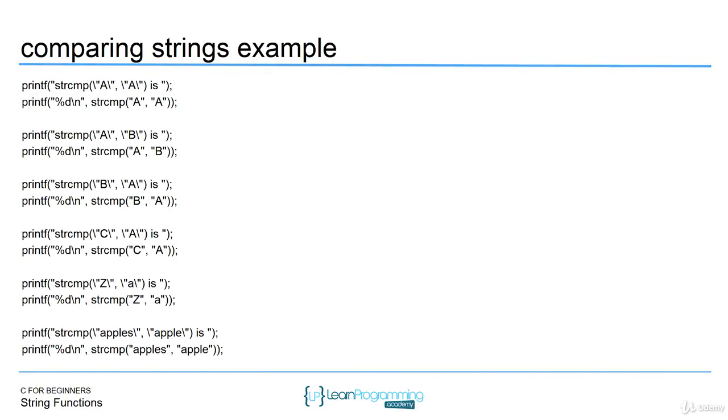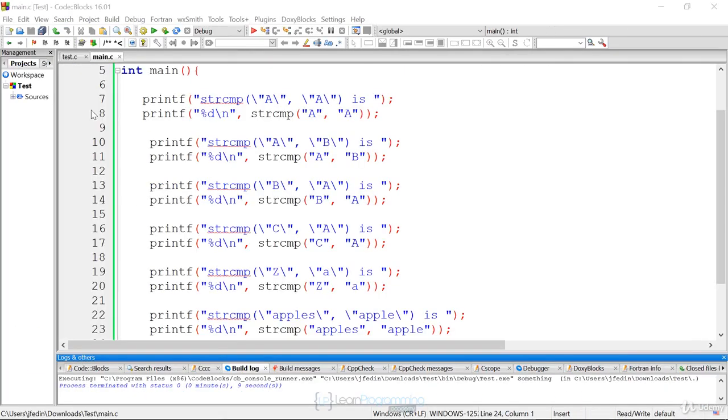Let's put this into code blocks and run it. But here we're doing a bunch of strcmp compares, and we're going to tell you what the values are, whether they're less than or greater than, because it's not very clear. So let's take this and look at it in code blocks. Okay, so here's our example.